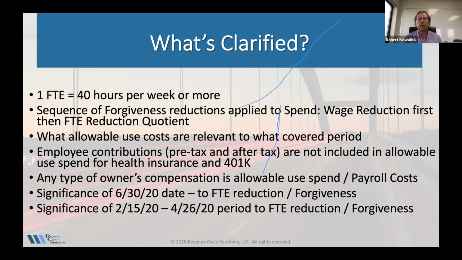Yeah, first of all, independent contractors are still not allowable use. So the 1099 is not in your allowable use spend or your payroll cost. But as an owner, if you're paying yourself just strictly on K1, whatever way that you transfer money to yourself, so if you have a bank-to-bank transfer, you just have a record of that transaction.